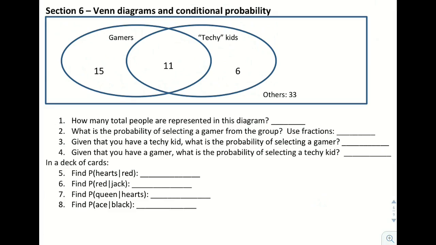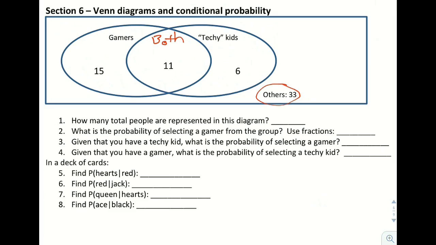We're given this diagram where we have gamers and techie kids. Some of these people are labeled as gamers, some are labeled as techie kids, some are both. The overlapping area is the ones who are both, and then we have people who are neither, who are listed out here on the outside.